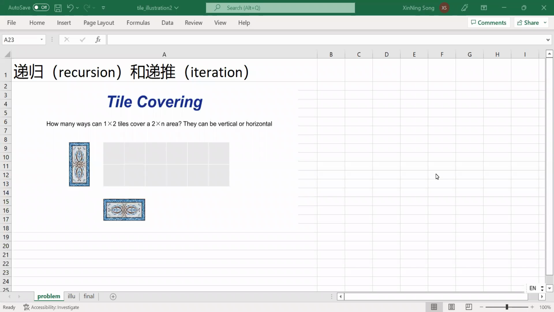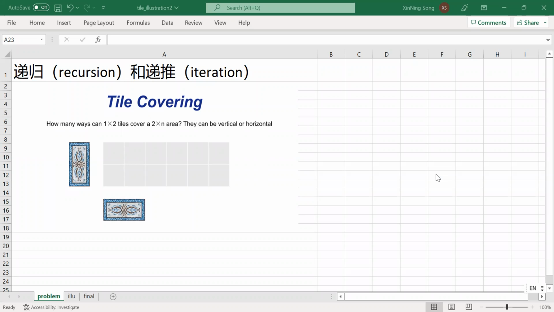Hello, today we're going to try to explain the tile covering problem. The question is, how many ways can 1 by 2 tiles cover a 2 by n area? The 1 by 2 tile could be vertical or horizontal.